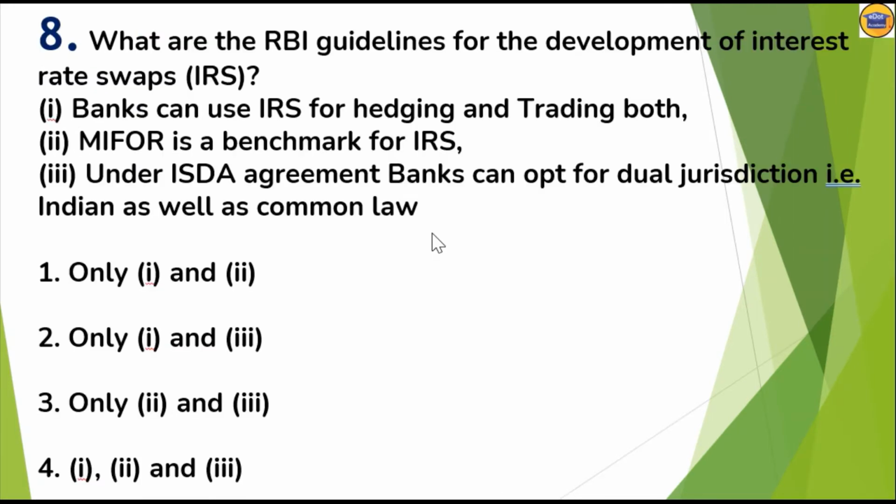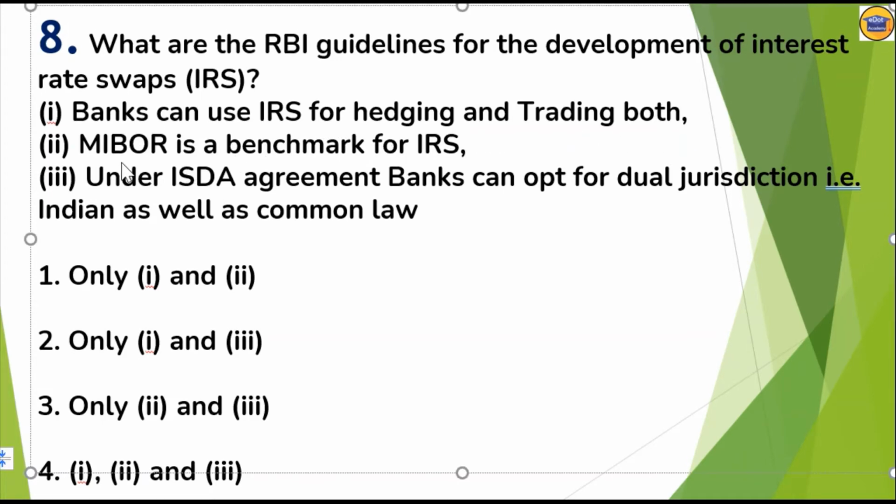Now question number 8. What are the RBI guidelines for development of interest rate swaps? IRS we call it in short. So what are the RBI guidelines for development of IRS? Banks can use IRS for hedging and trading both. Mumbai Interbank Offered Rate operates as a benchmark for IRS. Under the ISDA agreement, banks can opt for dual jurisdiction, that is the Indian as well as common law.